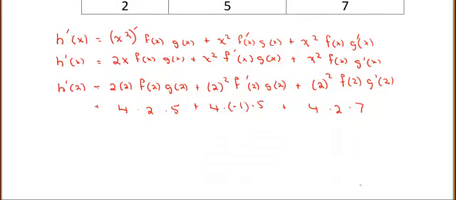And so now it just is a matter of calculating these results. We'll get 10 times 4 is 40. 4 times 5 is 20, and 20 times negative 1 is negative 20. And let's see here, we have 4 times 2 is 8 times 7 is 56. So this is 40 and 56 is 96 minus 20 is 76.